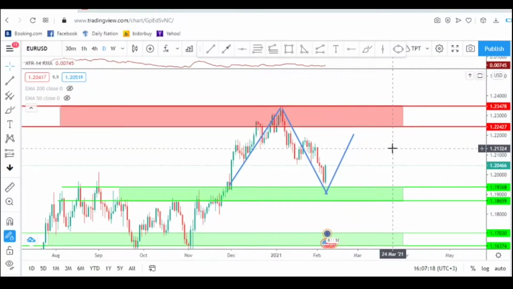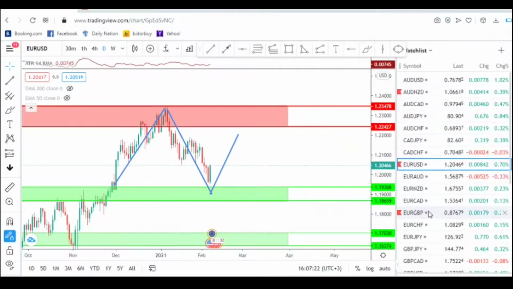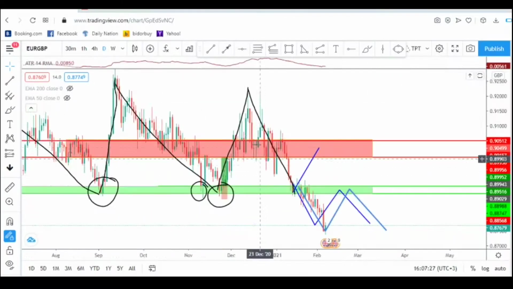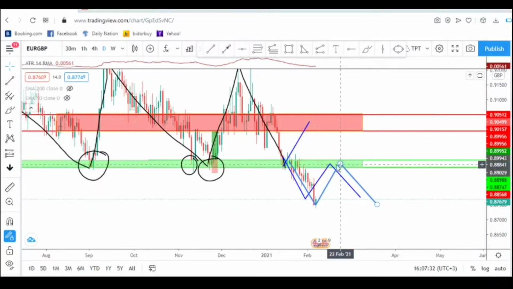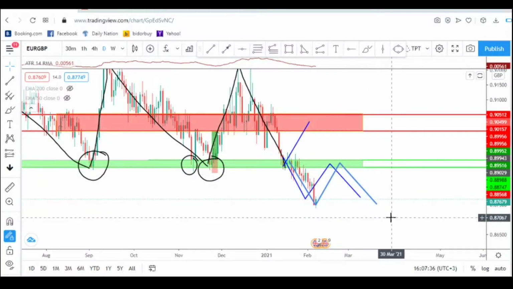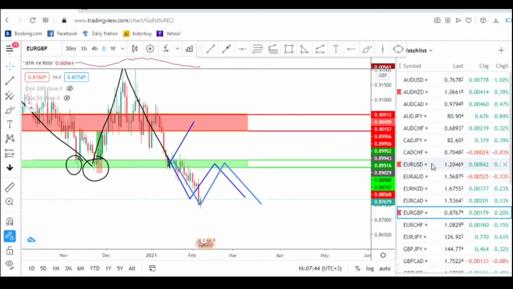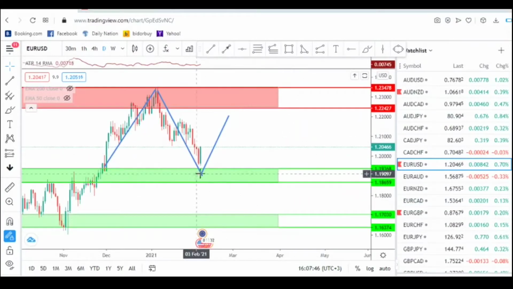And the last currency pair is euro pound. Euro pound and euro dollar, these are correlated pairs. We'll be selling this euro pound if it gets up to this level of structure, based on my entry reasons and my strategy. And euro dollar, I'll be buying it when it reaches this level of structure.